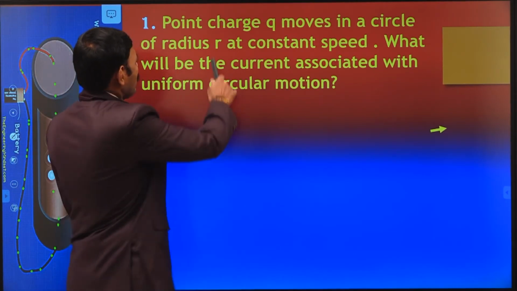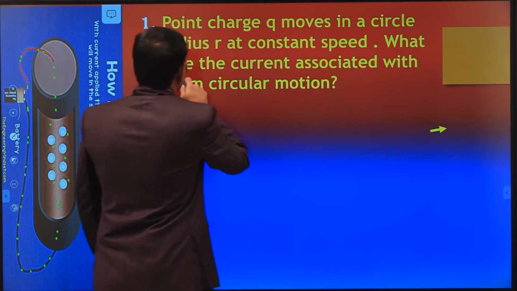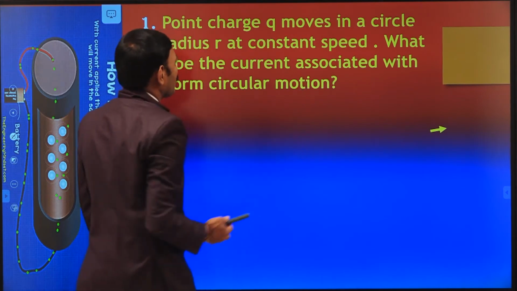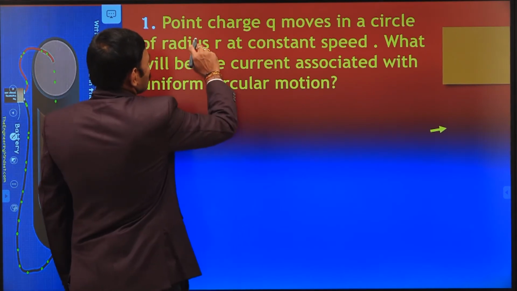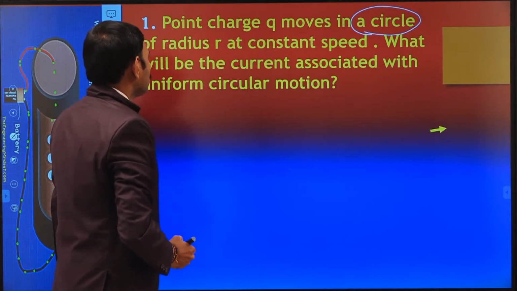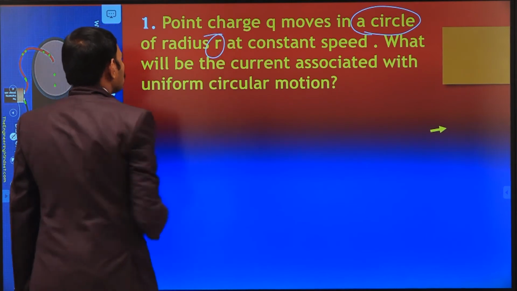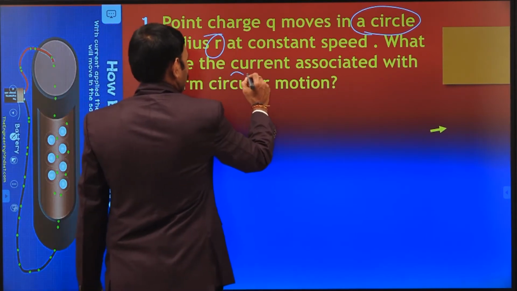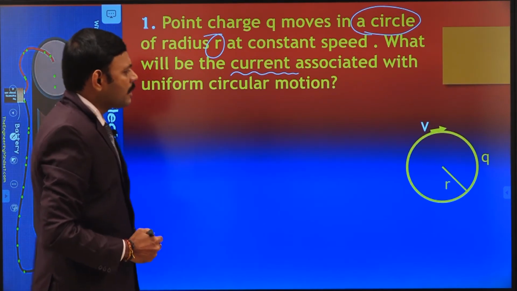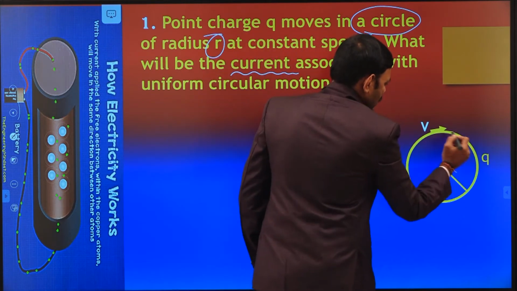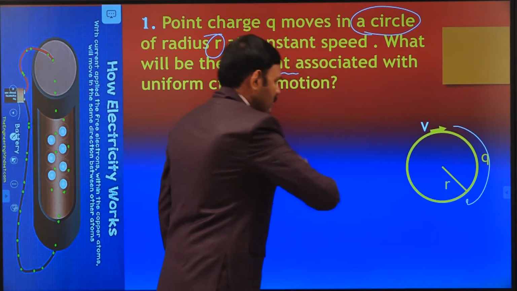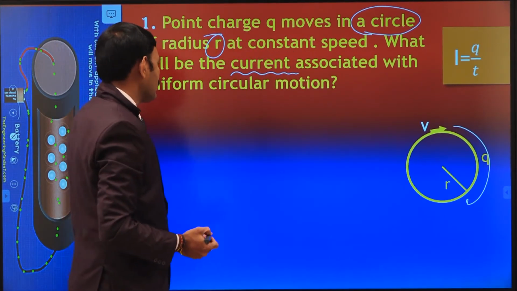Here a point charge Q moves in a circle of radius r at a constant speed. What will be the current associated with uniform circular motion? Here the charge is moving in a circle of radius r. Then we have to find the current. So pick up the required things from the data of the problem. Here let us consider the diagram. Here Q is the charge, r is the radius of the circle, and the charge is moving like this along the circumference. Then what is the current, students? That is the question.